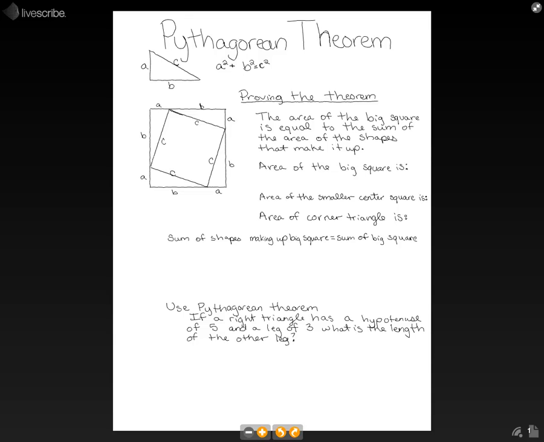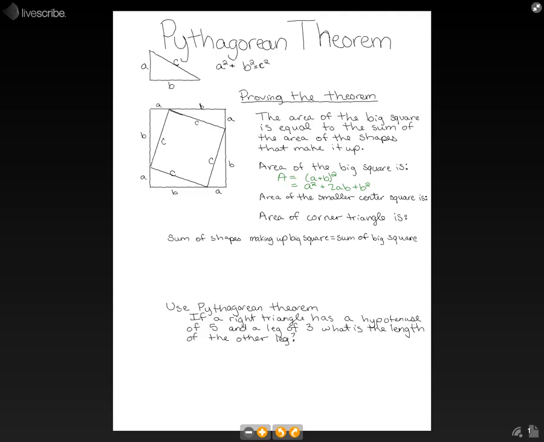So to the left, I've drawn a shape where both of these are squares, one inside the other. The area of the big square we know has to be equal to the sum of the area of the shapes that make it up, namely the smaller square and the four triangles. So looking at the big square, we know its area is simply the side squared, and each side is simply a plus b. So our area there is equal to a plus b squared. And if we go ahead and do that math, that is equal to a squared plus 2ab plus b squared.